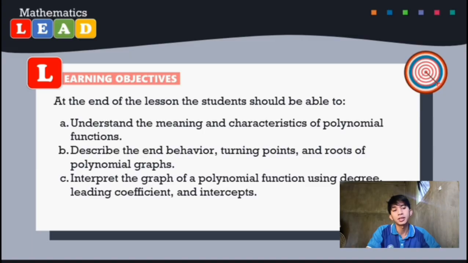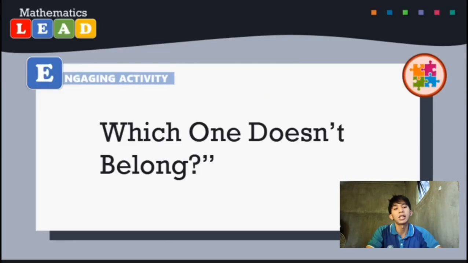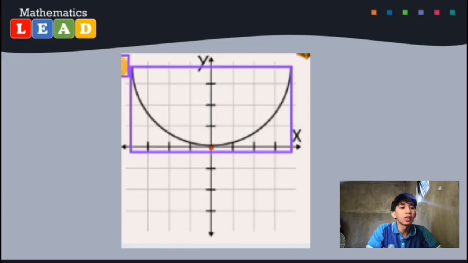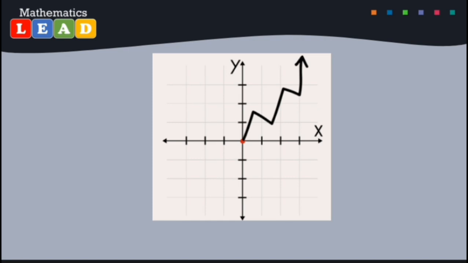It will show you different polynomial graphs. You will identify which graph does not belong. Our engaging activity: you will identify the graph that doesn't belong in a polynomial function. Is it this one or this one? So, the one with the sharp corner or break is not a polynomial. Today, we're going to find out why polynomial graphs are always smooth and how their shapes follow predictable patterns.